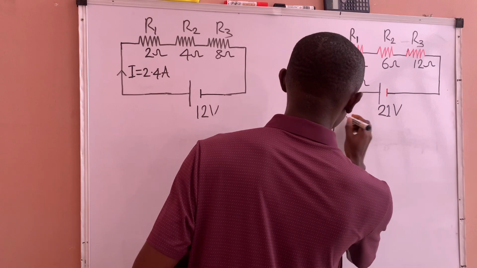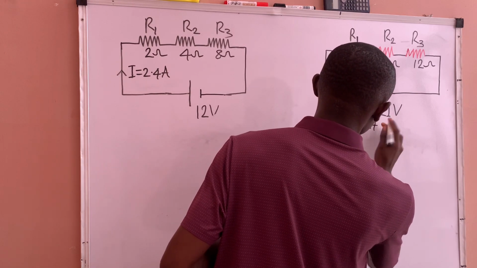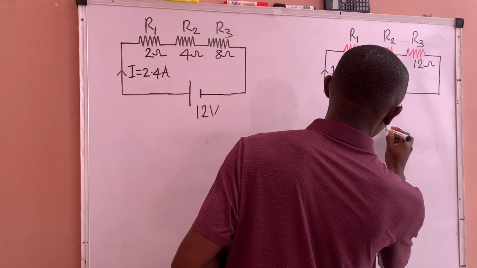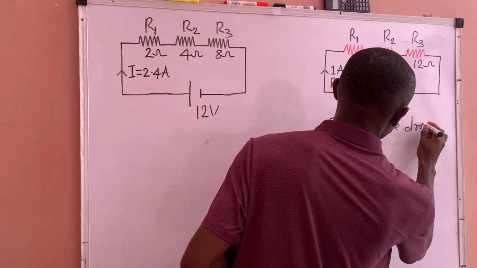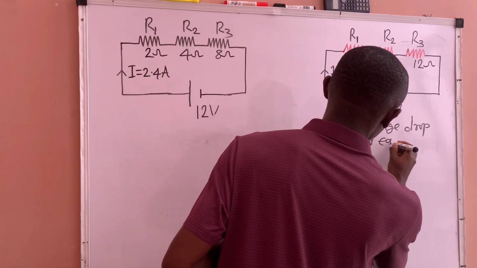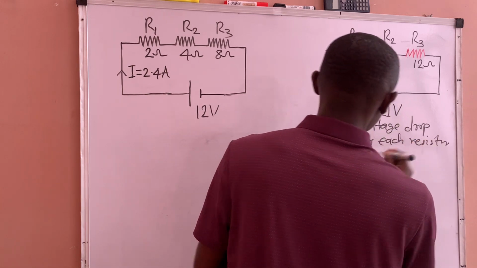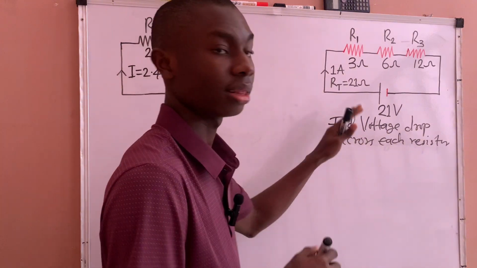From this circuit, all the parameters are given, and we are asked to find the voltage drop across each resistor.